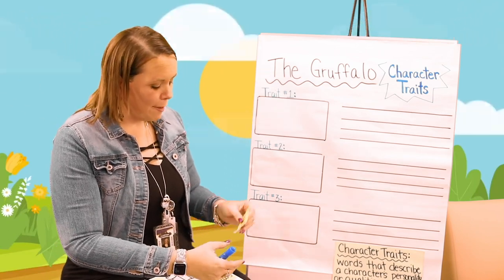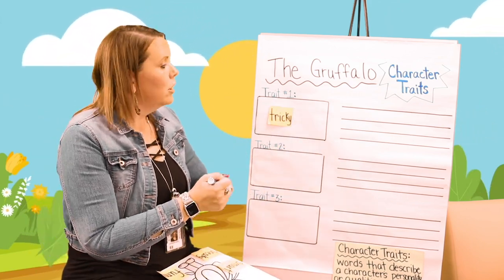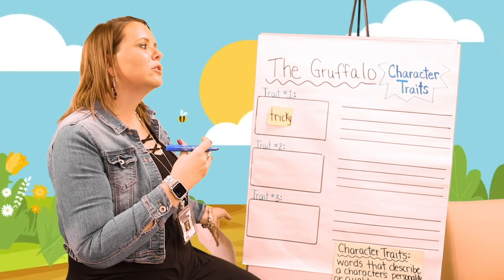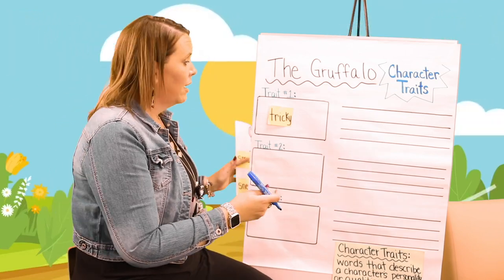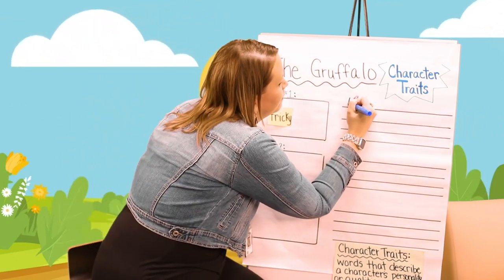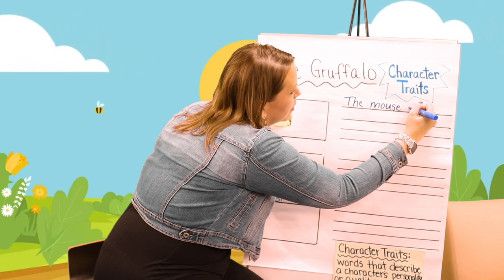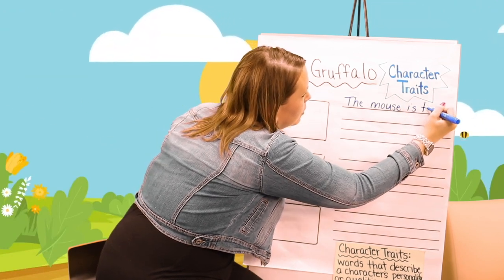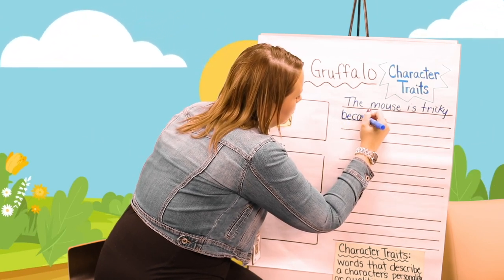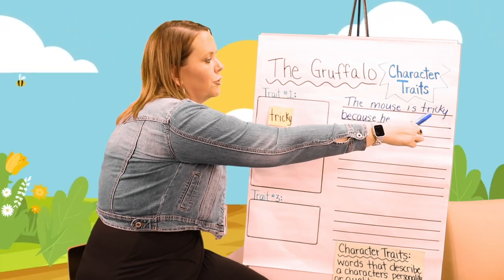Okay, so what we're going to do, I picked tricky first. Now think about how the mouse is tricky. So when we start our sentence, we always want to start it with repeating our question back into our answer. So we are talking about the character traits. So we want to say, the mouse is tricky because, and then we'll talk about how we figure that out. So I wrote, the mouse is tricky because he.